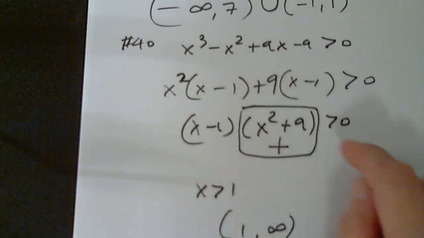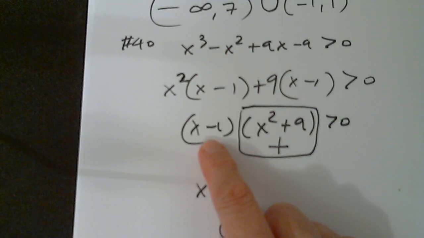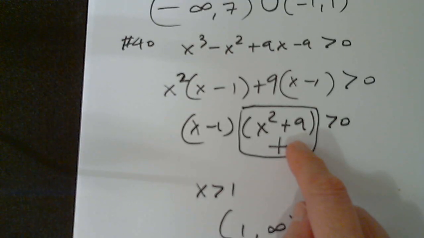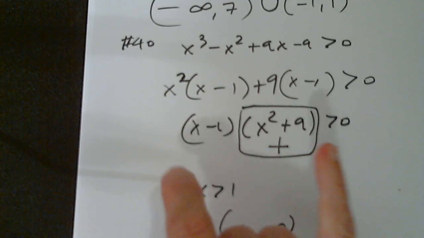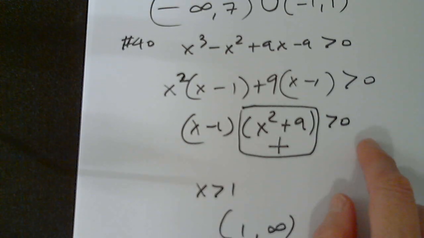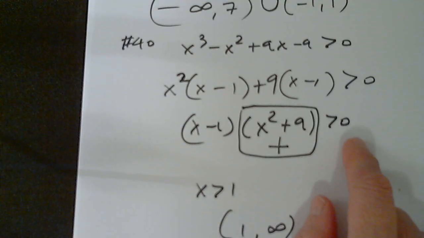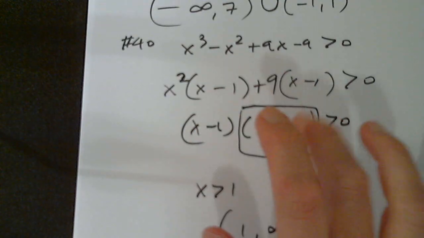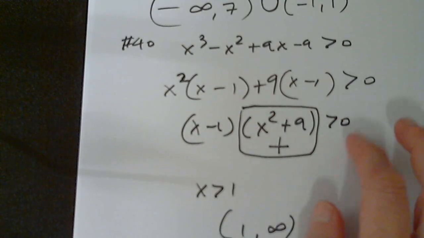So for this quantity to be positive, this has to be positive, because this is already positive, always. Only when I multiply two positives, I get a positive. If this is negative, then it's not good. A negative times a positive is not a number greater than 0.